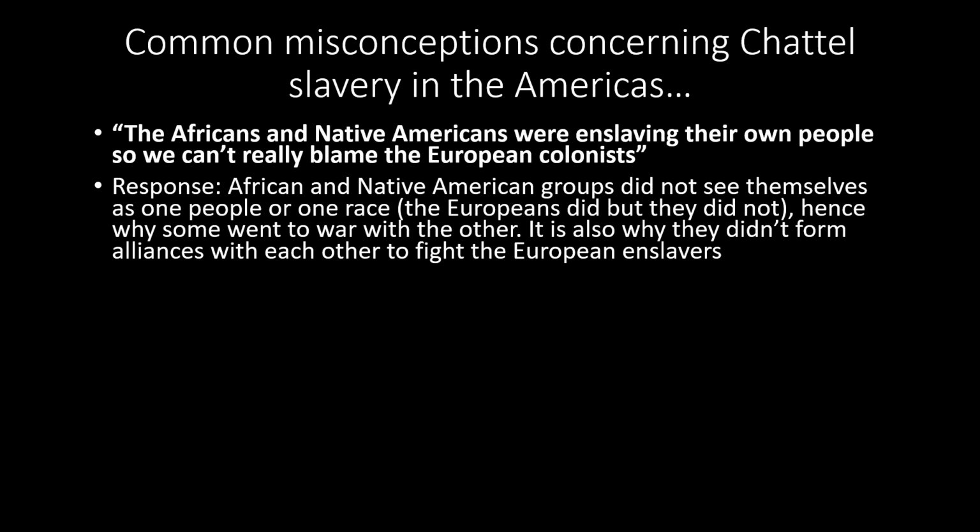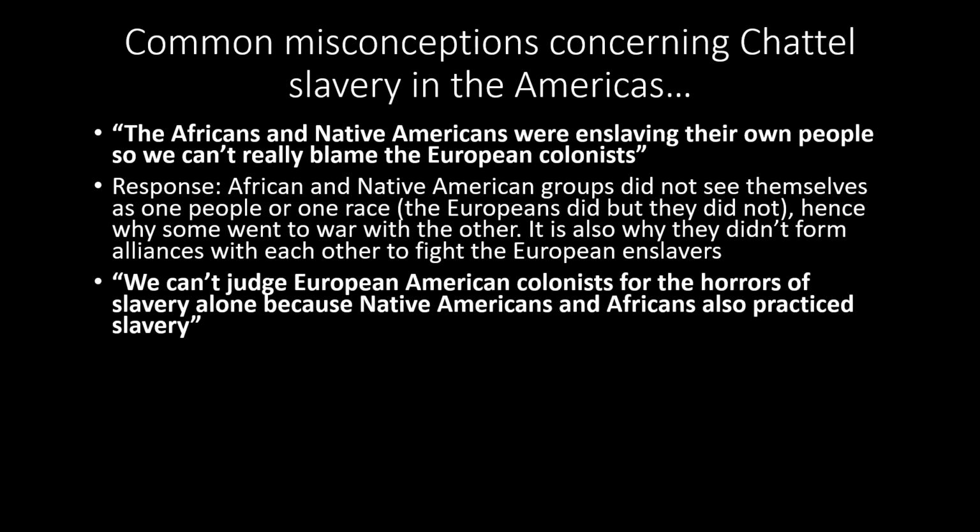Because again, race is a modern construct, and this notion of grouping entire peoples based on what continent they're from, or what geographic region they were born in, the notion of Africa, the notion of North America, is something that's very new. They didn't see themselves united in that way. So that explains why many of these folks went to war with each other. And it's also why they didn't form alliances with each other to fight off the European enslavers. Again, they didn't see themselves as one people.